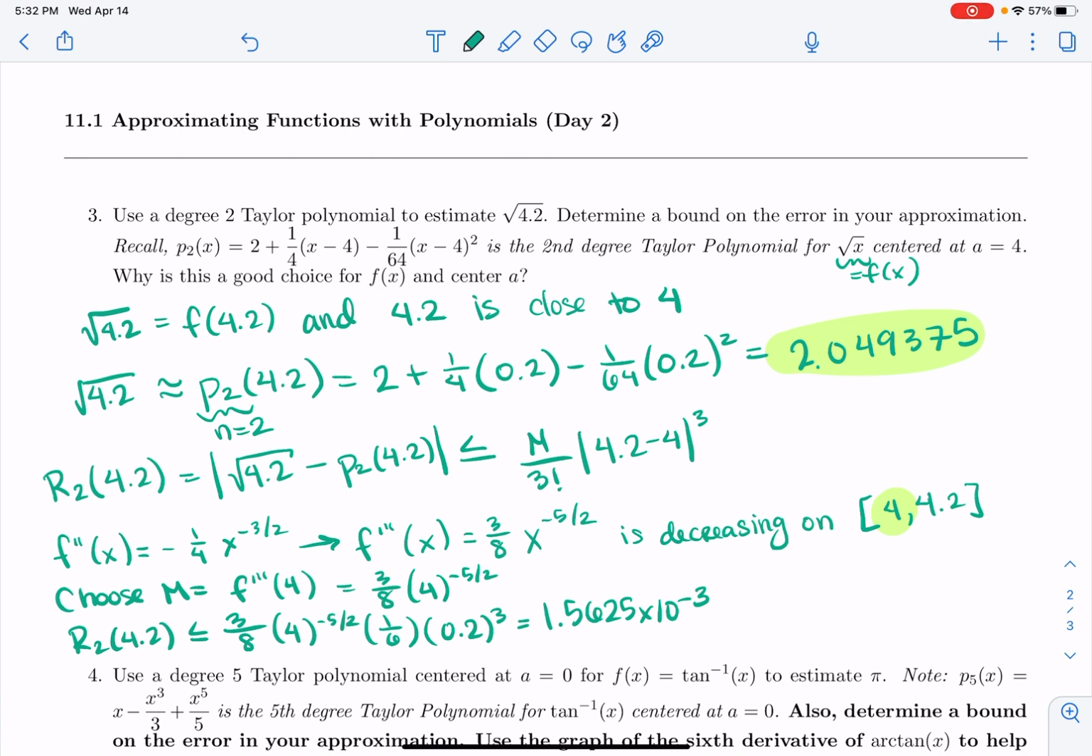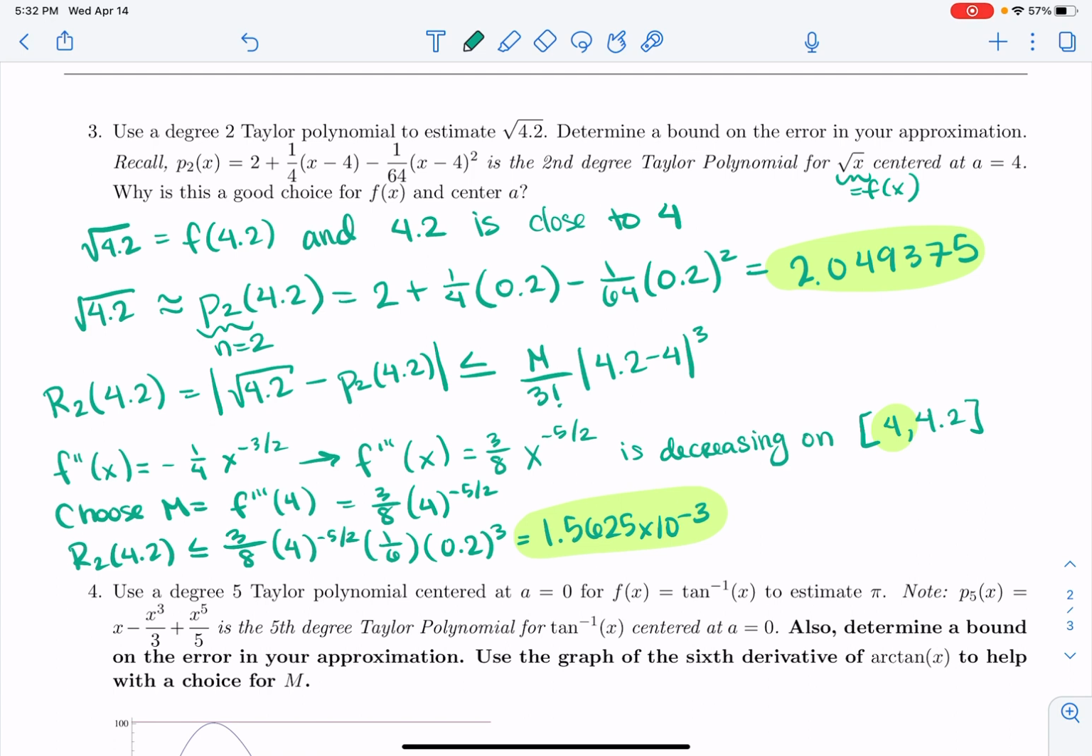Did I get that right? Let me just check my work. 3 over 8 times 4 to the minus 5 over 2 times 1 over 6 times 0.2 to the cubed power. Okay. All right, I think that's right. So that is my remainder. In my notes, I have a minus 5 power, so I'm just wondering if my notes are wrong or if my work right now is wrong. But we'll see where the error actually is.